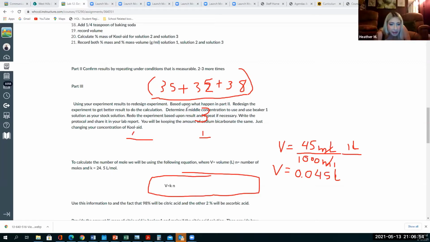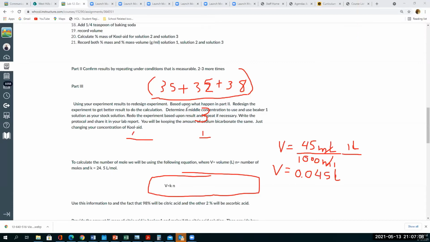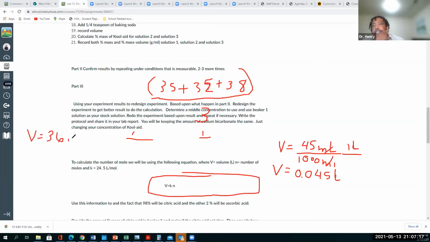Dr. Henry, what's n? N is the number of moles. So if she adds all those and divides by 3, it should be 36. Okay, so the V that you're going to start off with is 36. You want it in liters, and that's in milliliters, so you want to divide that by 1,000. She should have 0.036.